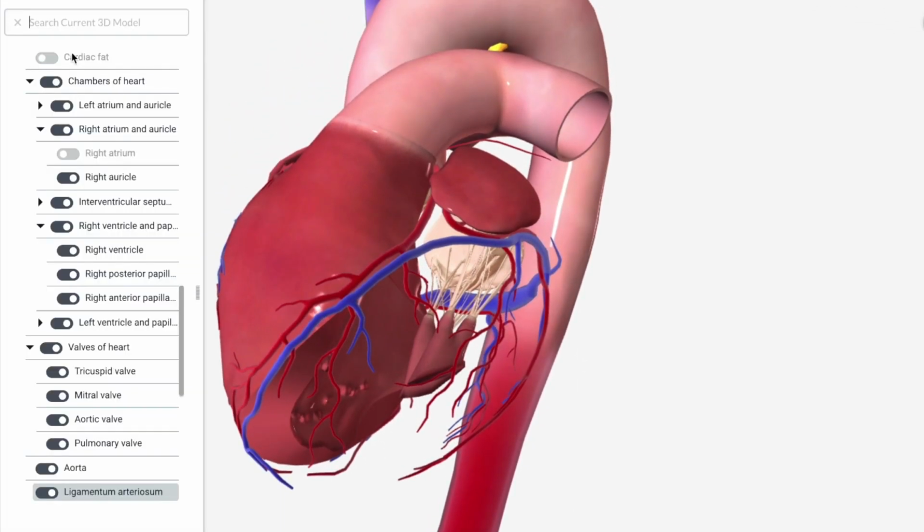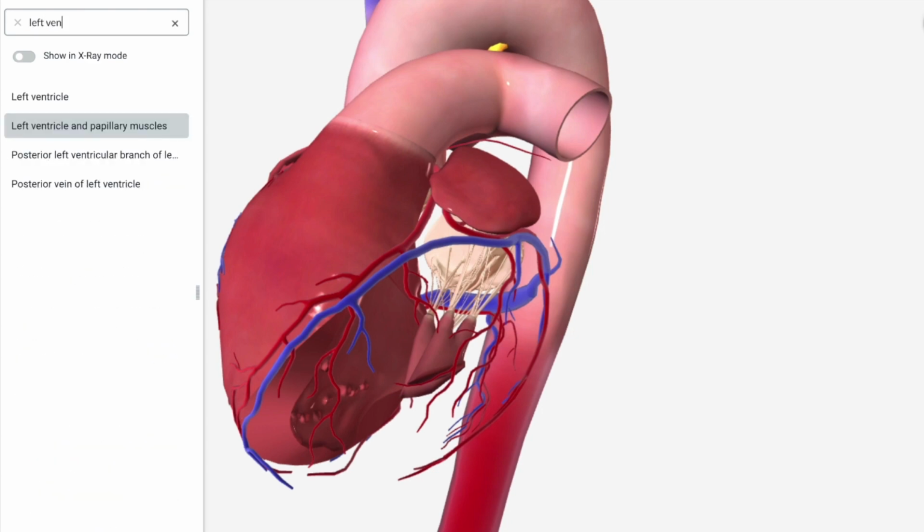So what I'm going to do is pop your left ventricle back on.